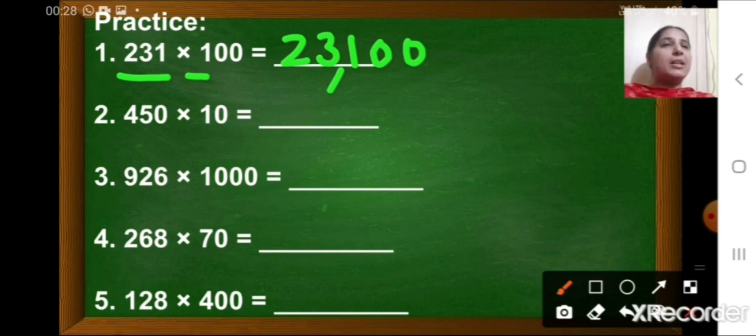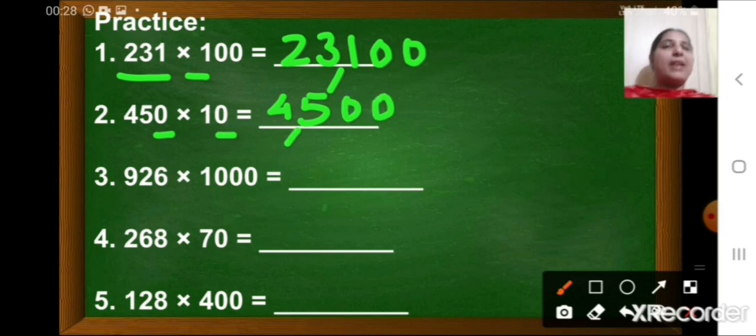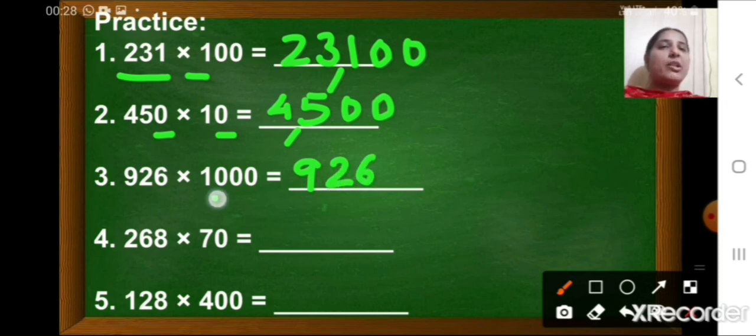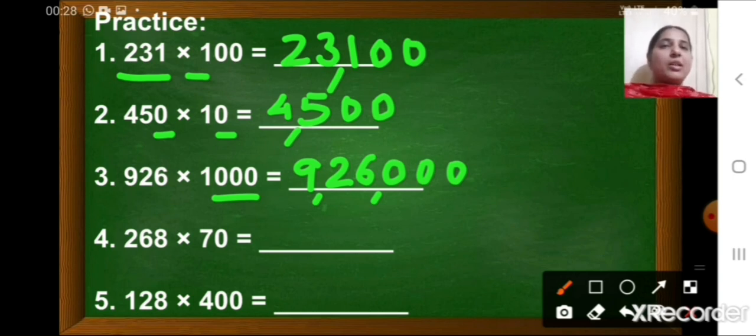In the same way, look at the example number 2 here. 450 multiplied by 10. So first we will write 45 and then how many zeros? Followed by 2 zeros here. So what is the answer obtained here? 4,500. Now look at the example number 3 here. 926 multiplied by 1000. So first we will write 926 followed by how many zeros, children? 3 zeros. 1, 2, 3. So what is the product obtained here? It's 9,26,000.